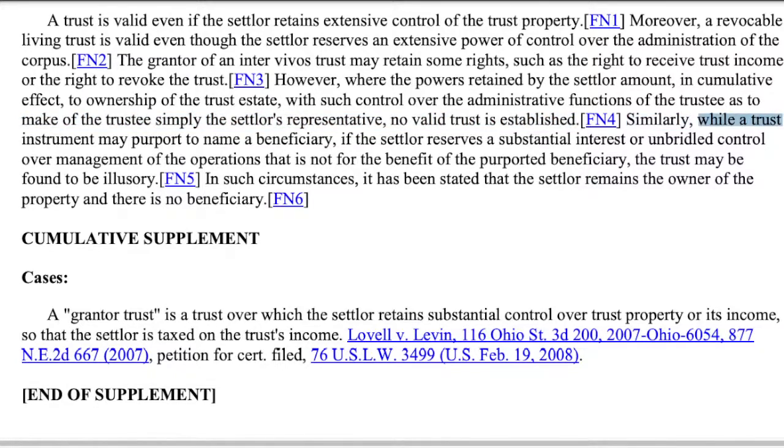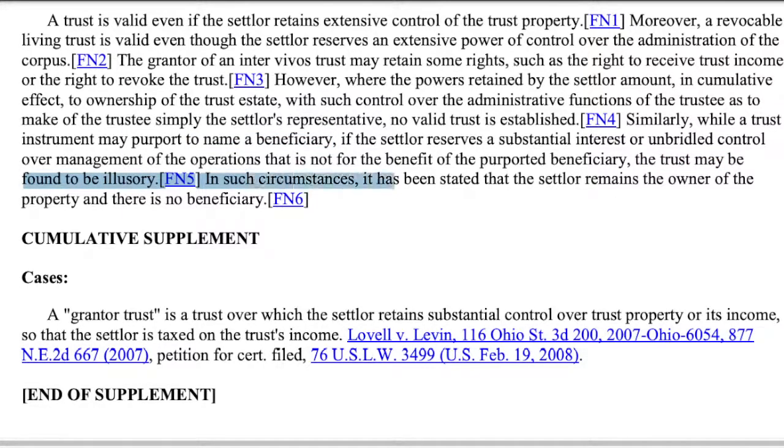Similarly, while a trust instrument may purport to name a beneficiary, if the settlor reserves a substantial interest or unbridled control over management of the operations that is not for the benefit of the purported beneficiary, the trust may be found to be illusory. So let's see. If the instrument may purport to name a beneficiary, and the settlor reserves a substantial interest or unbridled control over management that is not for the benefit of the beneficiary, the trust may be found to be illusory.